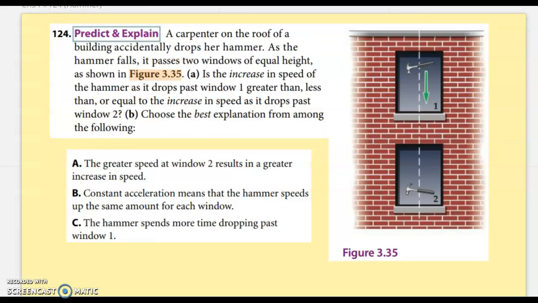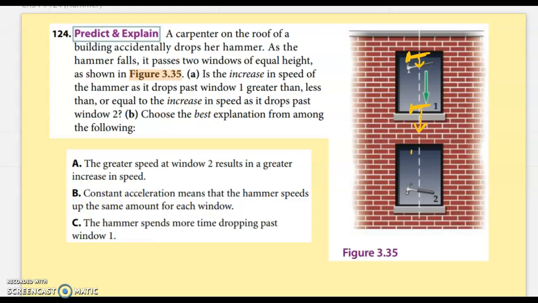Number 24 is a pretty neat one. So a carpenter drops a hammer from the roof, and it falls down past these windows. The windows are the same size and all, and it asks, is the increase in speed of the hammer as it drops past window 1 greater than, less than, or equal to the increase in speed as it drops past window 2? So what they mean by this is when the hammer was up here just at the beginning of window 1, it has a certain smallish speed. And then whenever it was down here, it picked up speed, and so it's faster.